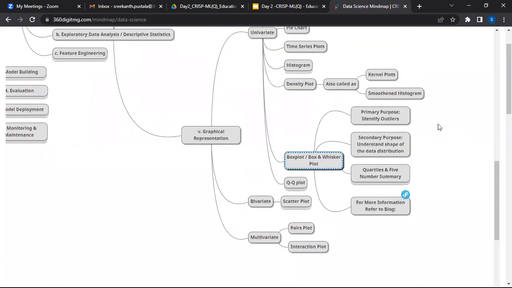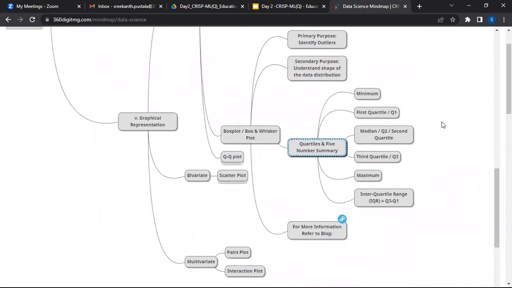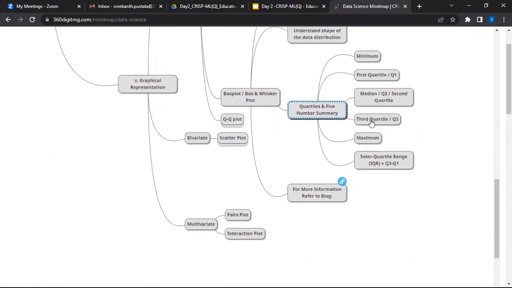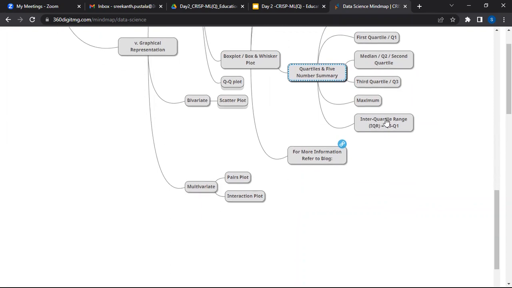Box plot, or it is called box and whisker plot. The primary purpose is to identify outliers. The secondary purpose is to understand the shape of the data distribution. So we have quartiles and the 5-number summary here: minimum, first quartile called Q1, median called Q2 or second quartile, third quartile called Q3, and maximum value. And we have the interquartile range, that is IQR is equal to Q3 minus Q1.